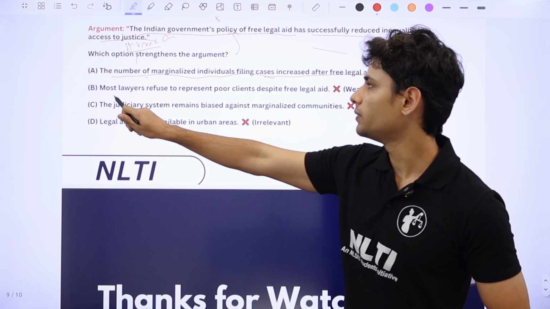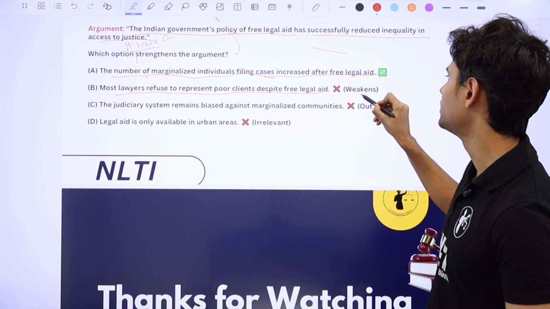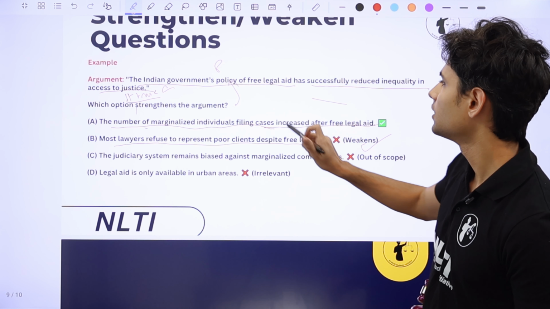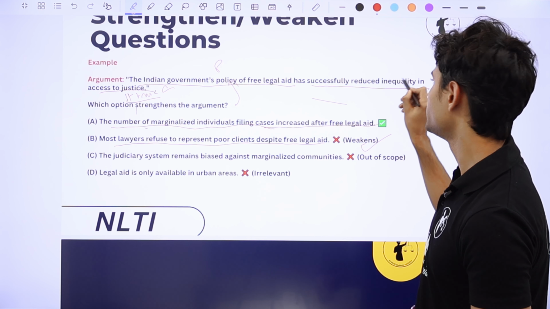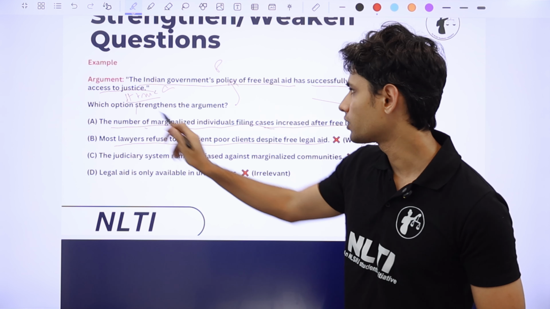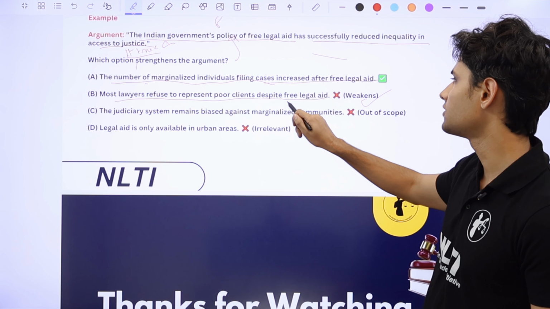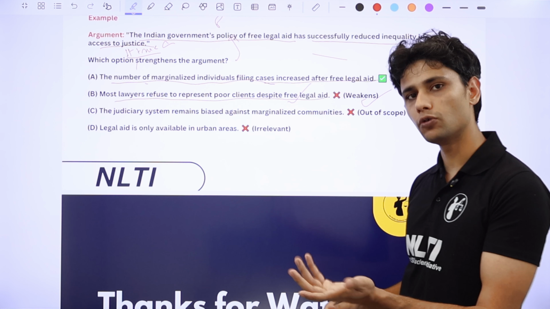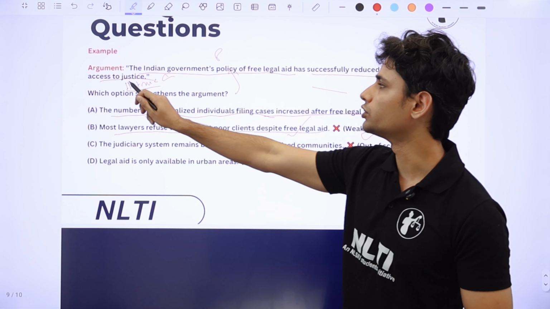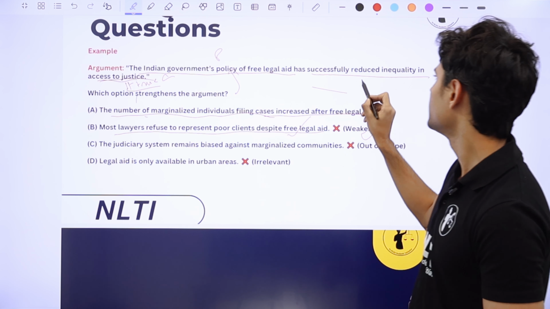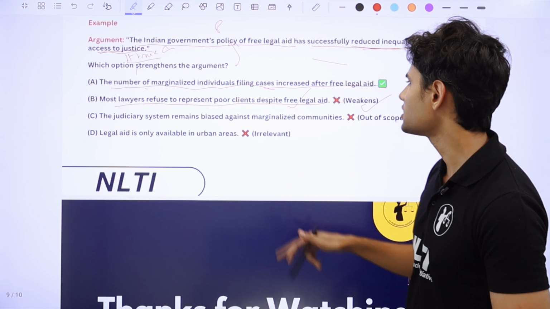Similarly, if you look at option B, most lawyers refuse to represent poor clients despite free legal aid. This one weakens it because our conclusion is that inequality is reduced in access to justice. That's our conclusion, okay? If you look at option B, it says that lawyers are refusing to represent poor clients despite free legal aid. If lawyers say no to the clients and say, I'll not represent you, then it automatically weakens the conclusion, which is that inequality in access to justice is being reduced. So that's how we're looking at it.